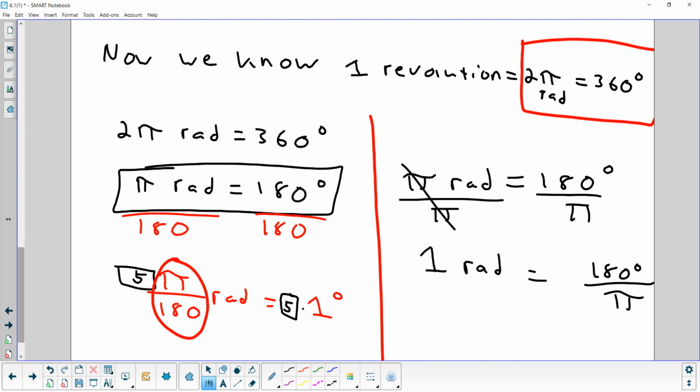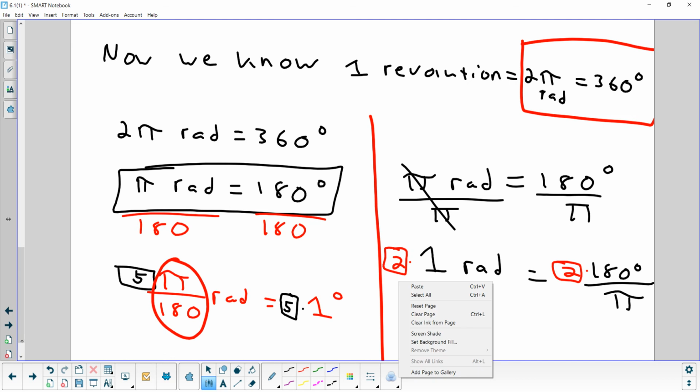Now, let's do the same thing. What if I wanted to know how much 2 radians is? What could I do to both sides of that equation to get a formula for 2 radians? Yeah? Multiply each side by 2. If I wanted a formula for 7.5 radians, I could multiply the left side by 7.5, and then I could multiply the right side by 7.5.